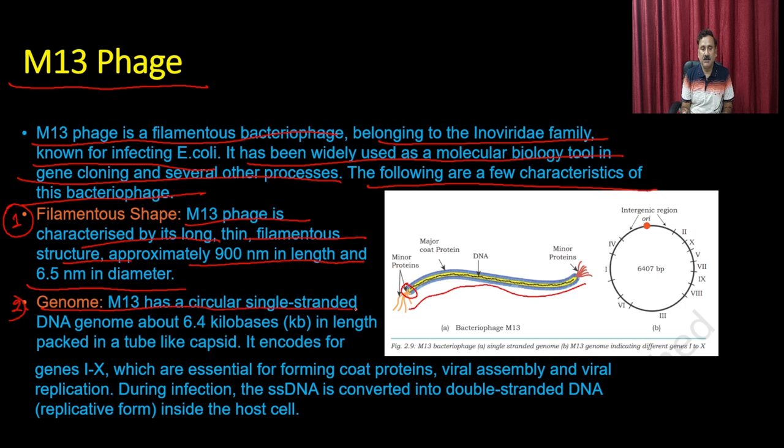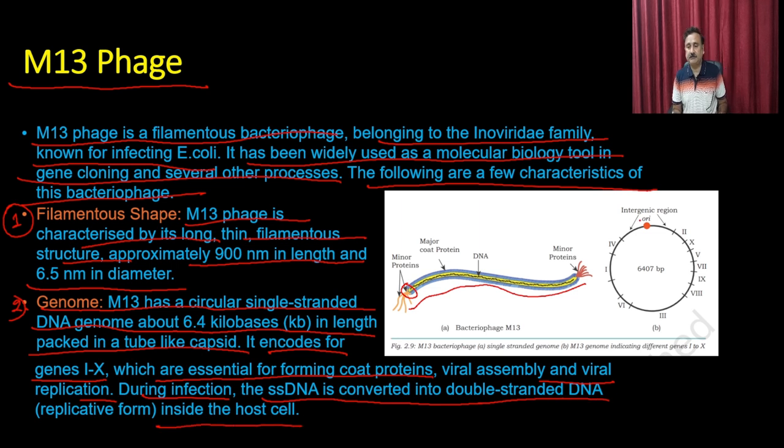Then the genome. M13 has a circular single stranded DNA genome containing 6.4 kilobase pairs in length, packaged in a tube-like capsid. It encodes genes 1 to 10, which are essential for forming the coat proteins, viral assembly and viral replication. During infection, the single stranded DNA is converted into double stranded DNA inside the host cells. So, these are the intergenic regions, right?